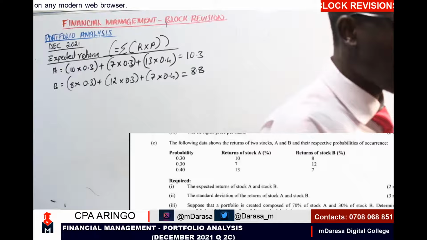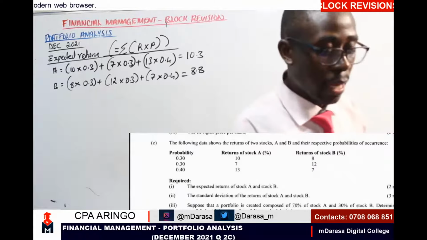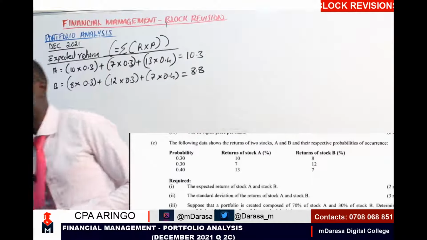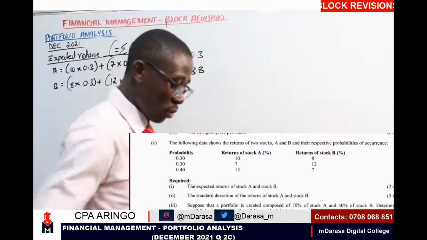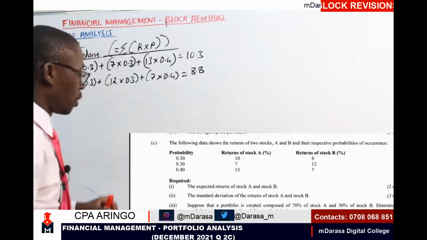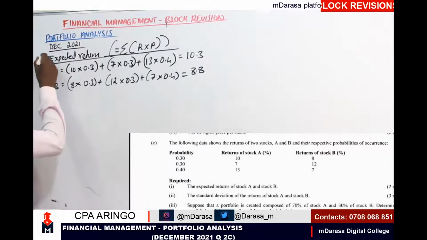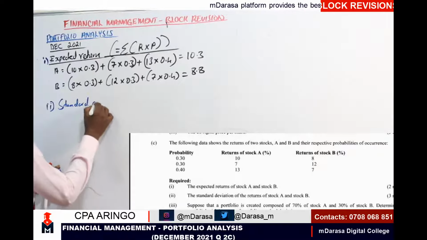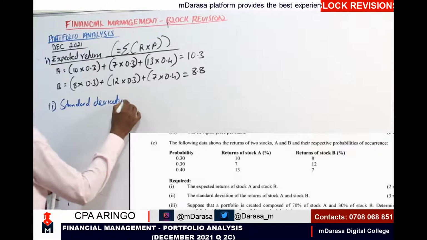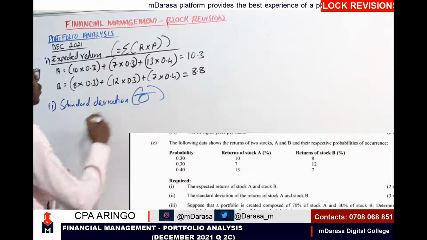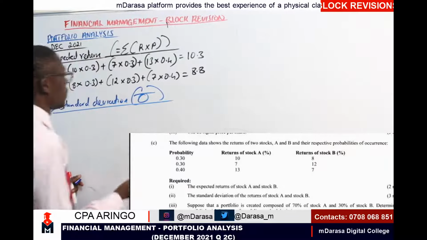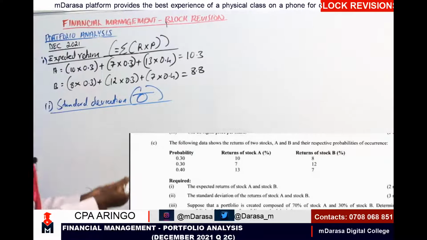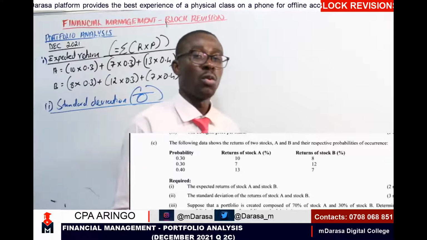We are required to determine the standard deviation of return of stock A and stock B. And by now, if you've started with us, you know how to determine our standard deviation, right? So in number 2, the examiner wanted us to determine our standard deviation. Because we say that once we have our expected return, determining our standard deviation will be very easy. And how will you determine that?